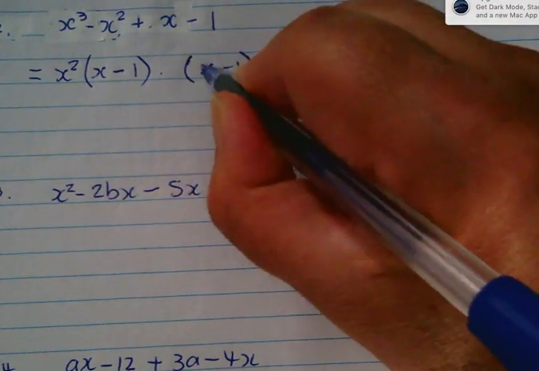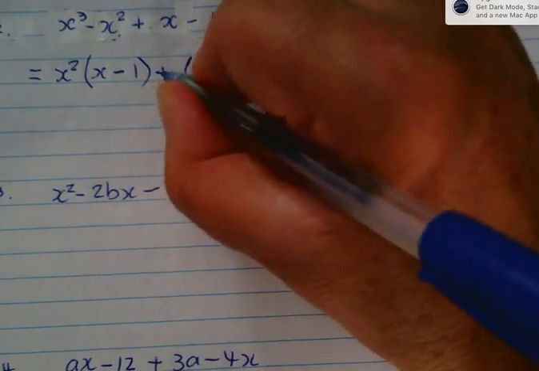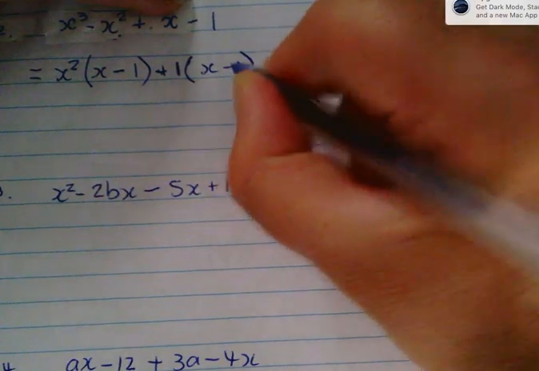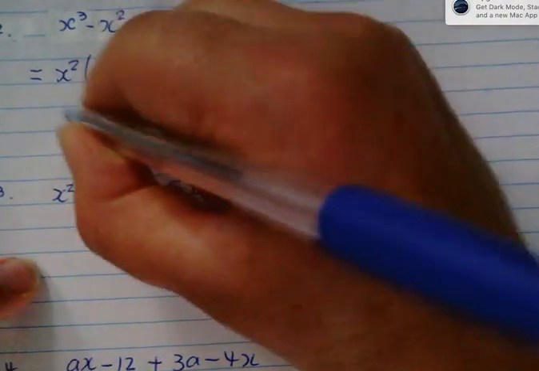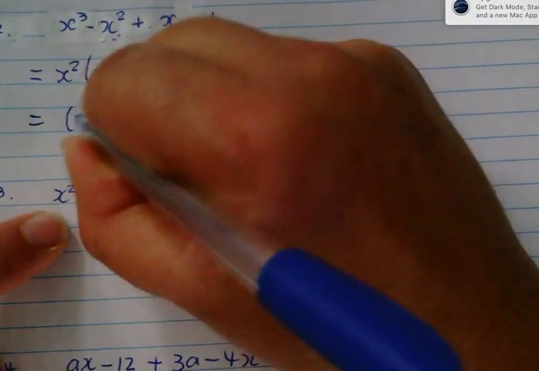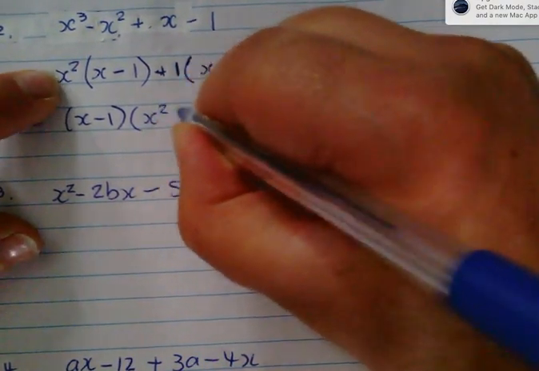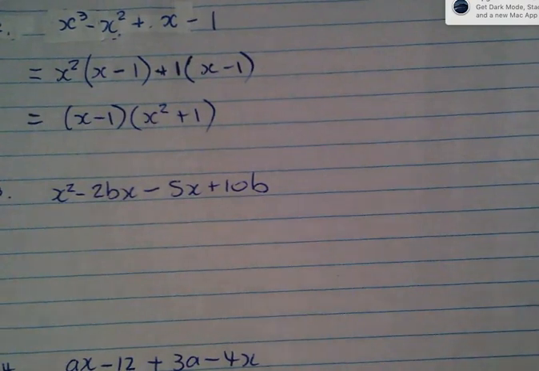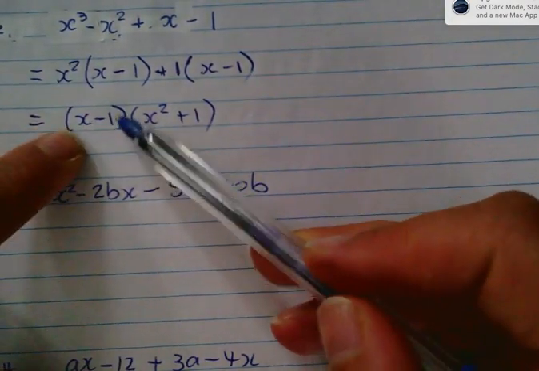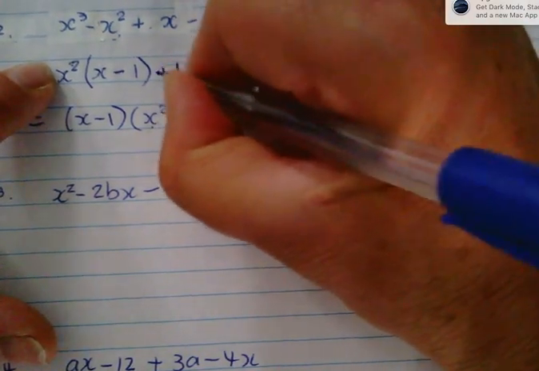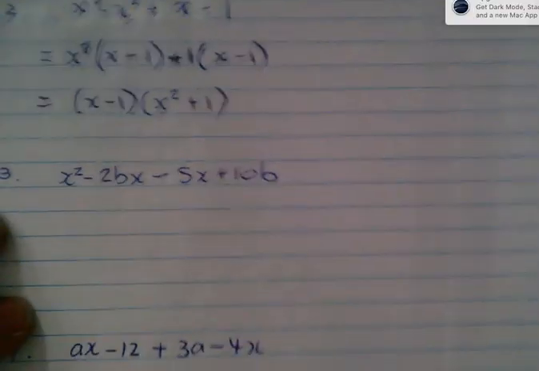So something times x is x. It must be plus 1. So let's just check. Plus x, and 1 times negative 1 is negative 1. So that works. So take out the common factor, which is the brackets. And what's left is x squared plus 1. So I've taken out the x minus 1 as a common factor. And what's left in the first term is x squared. And what's left in the second term is plus 1.